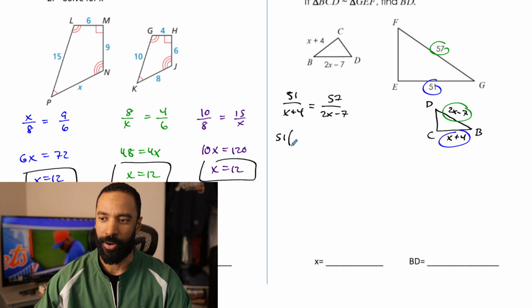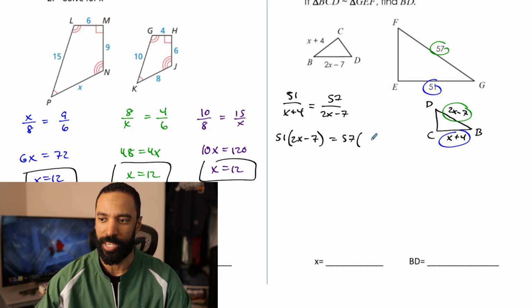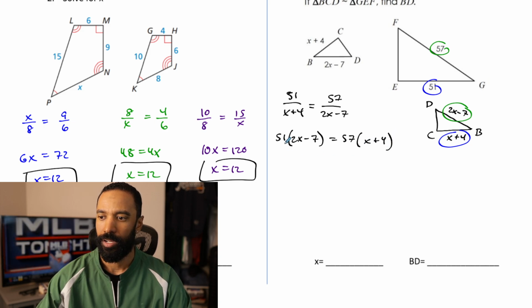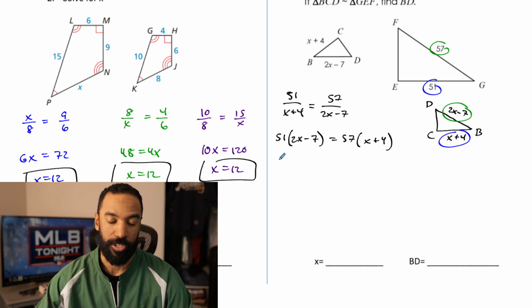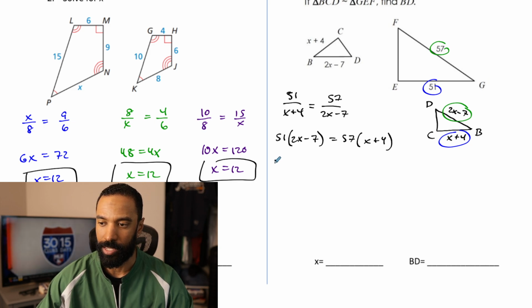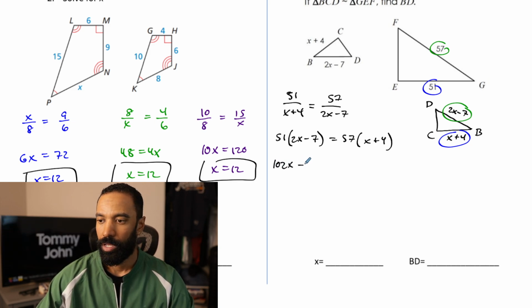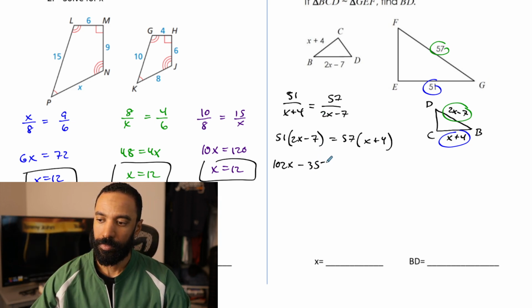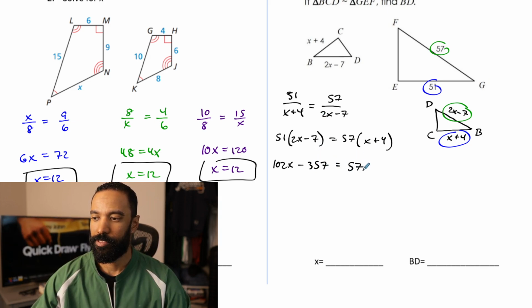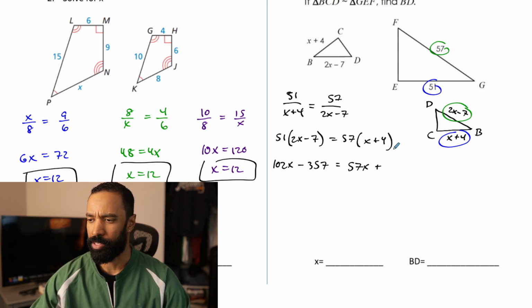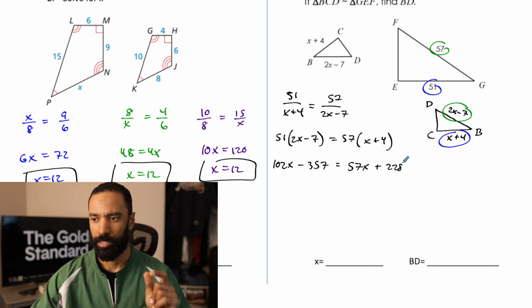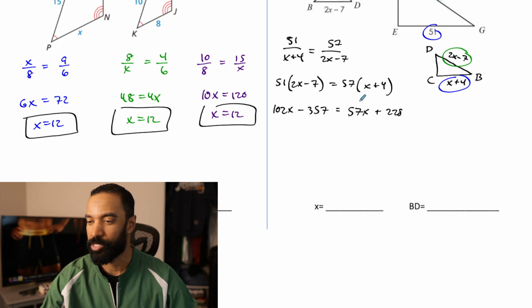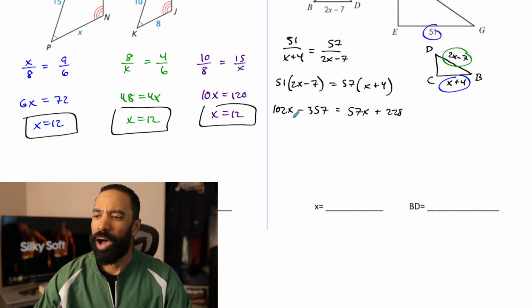When you cross multiply here, I got to multiply 51 by all of 2x minus 7, and here, all of 57 by x plus 4. 51 times 2, we have to distribute now. 51 times 2x is 102x, and minus 357. Wasn't prepared for big numbers. 57x, I hope I'm not messing up any of these as I go along. 228. Let me know if I mess this one up. I'll figure it out.